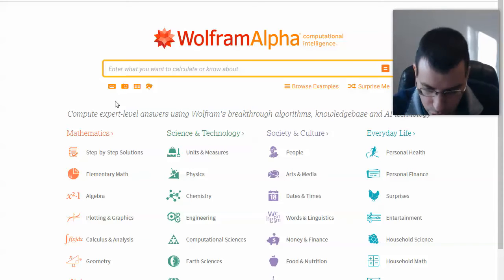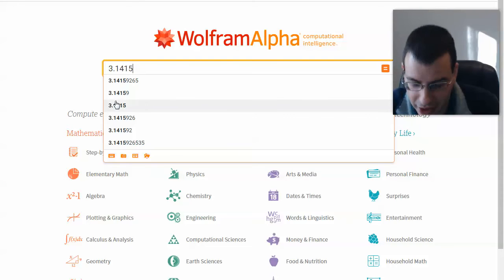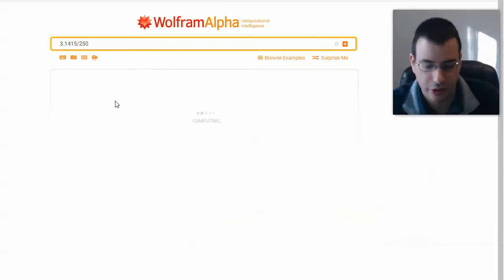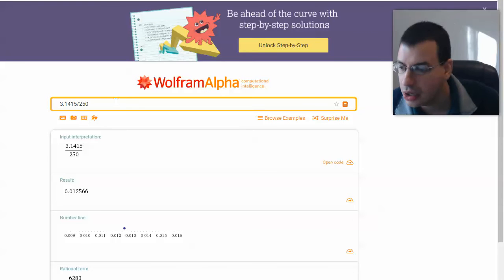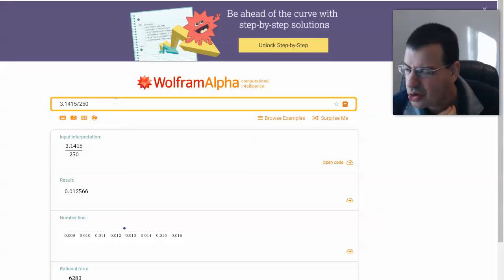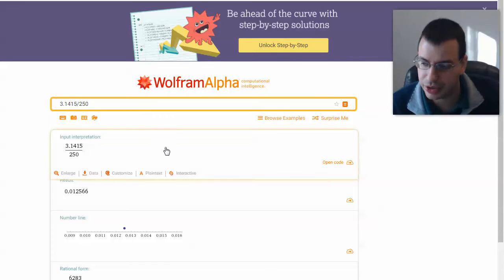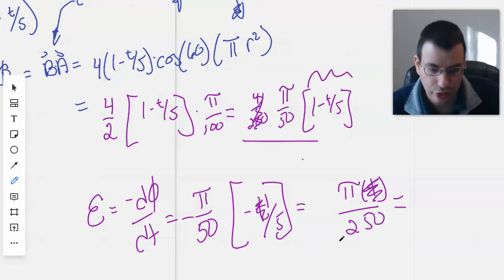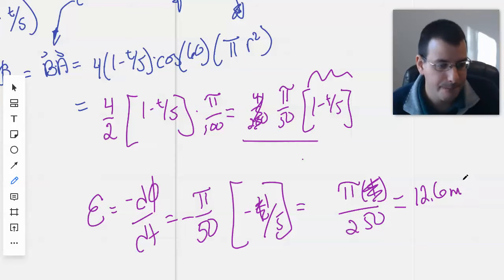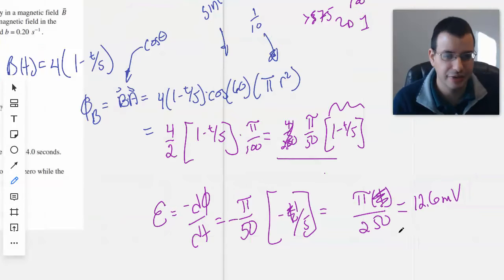Let's do 3.1415 divided by 250, and we get 12.6 millivolts, 12.6. So we have 12.6 millivolts, where milli is just 10 to the negative third.